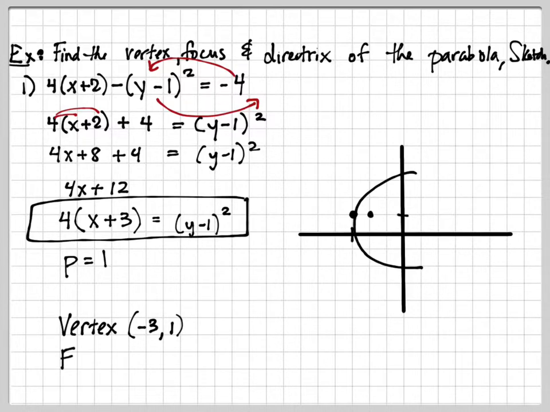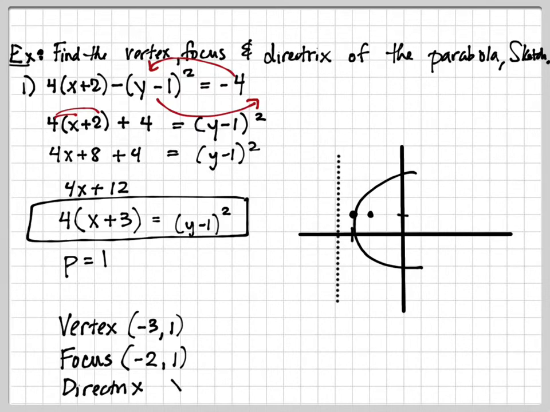So what's my focus? Negative 2, 1. And I'm going to move 1 to the left for my directrix. Now, please be careful, and we're not just going to write down the directrix as negative 4. That's not what the directrix is. The directrix is a line. What is the equation of that line? It's x equals negative 4. So the directrix is always going to be either x equals or y equals, and of course that depends on whether it's a vertical or a horizontal line.